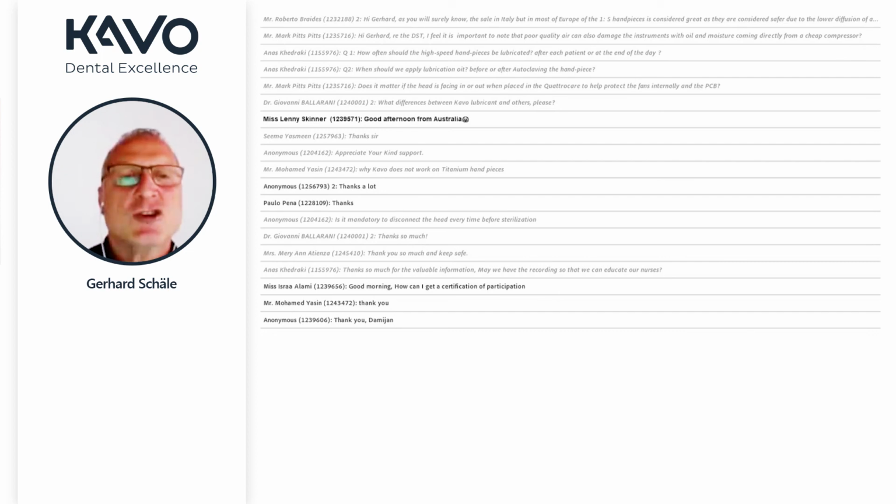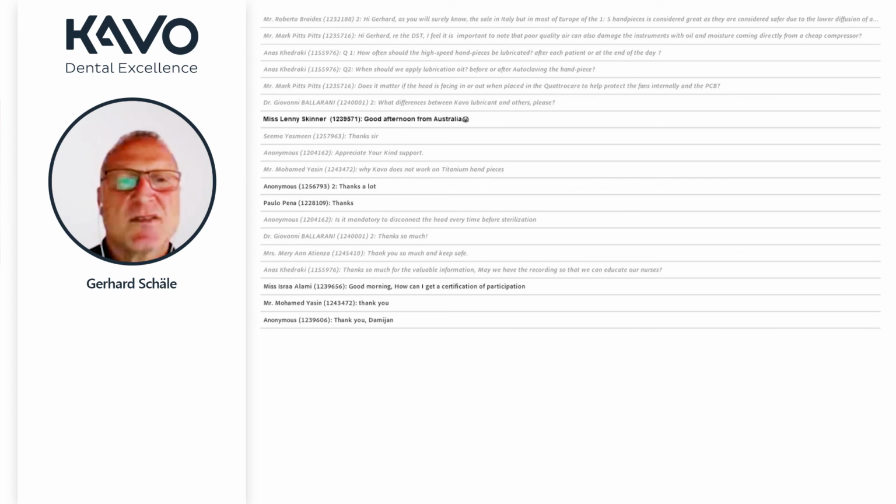When should we apply lubrication oil? Before or after autoclaving? This is what I already mentioned. It does not make sense to spray it after the autoclaving because then you contaminate the instrument again. And secondly, the new oil which you sprayed in before autoclaving removes the old oil and is absolutely sterilizable. So it makes no sense to spray after autoclaving.